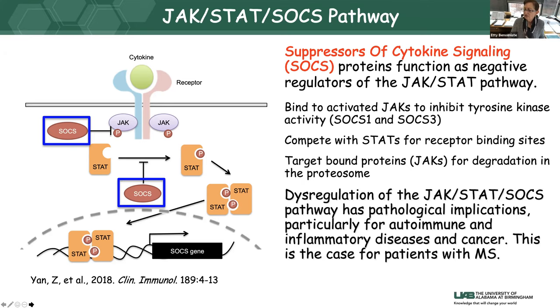Dysregulation of this JAK-STAT-SOX pathway has pathological implications, particularly for autoimmune and inflammatory diseases, as well as a number of cancers. And this is the case for patients with MS, where there is usually overactivation of the JAK-STAT pathway.